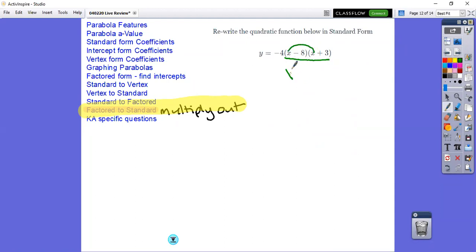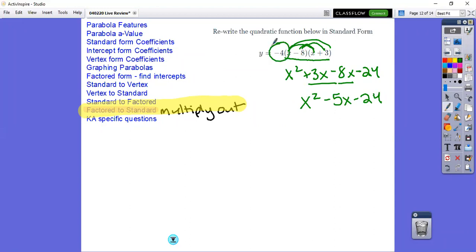So x times x is x squared. x times 3 is 3x. Negative 8 times x is negative 8x. And negative 8 times 3 is negative 24. So that gives me, if I combine like terms, x squared minus 5x minus 24.